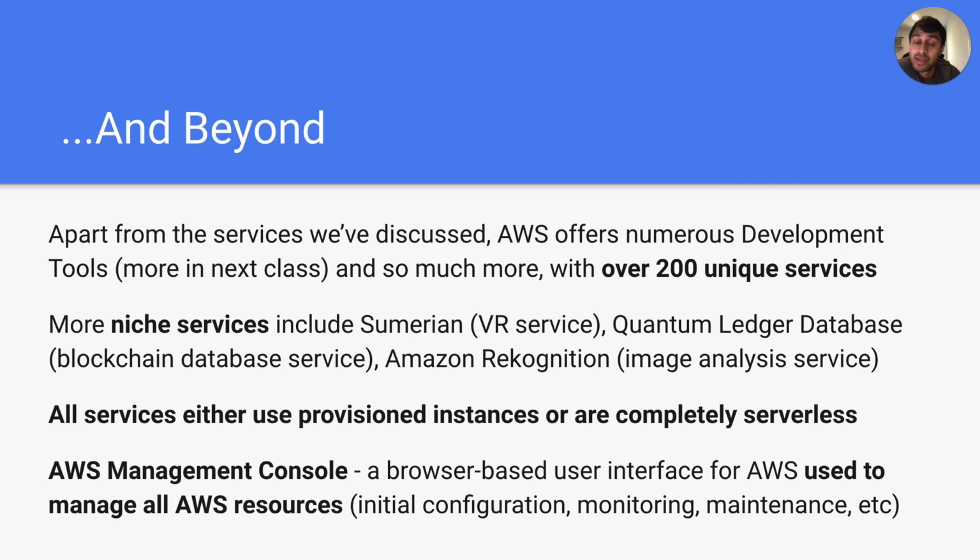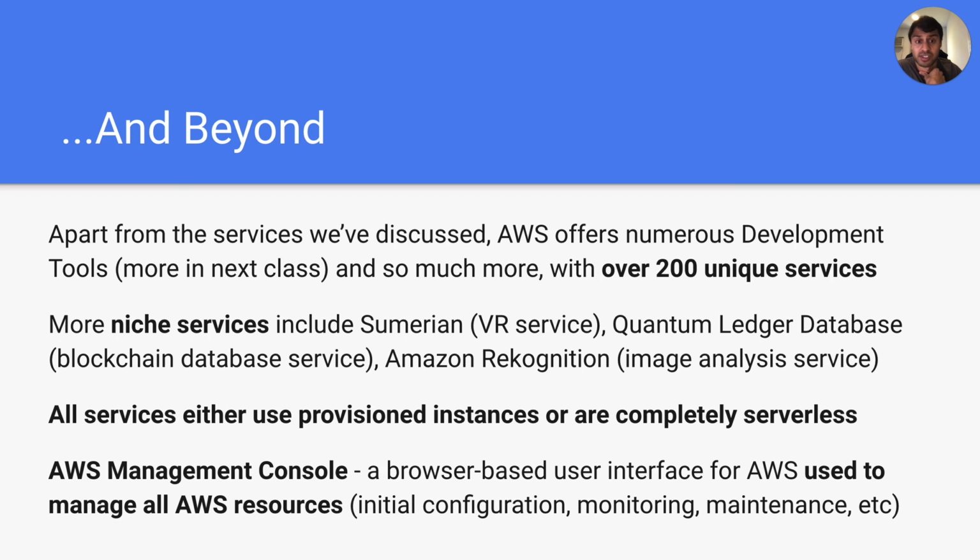And going even further, AWS has so much more. It offers many other PaaS tools, some which we'll cover in the next class, and a suite of over 200 unique services. Some more niche services include Sumerian, which is a VR service, the Quantum Ledger database service, which is a blockchain database service, and Amazon Rekognition, which is an image analysis service. At the end of the day, though, the thing to always remember is that all services either use provisioned instances that are dedicated to whatever it is you're using, or they're completely serverless, which means that they don't run on dedicated machines and where they live is kept hidden from the user.